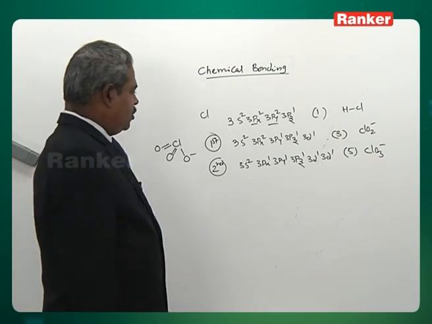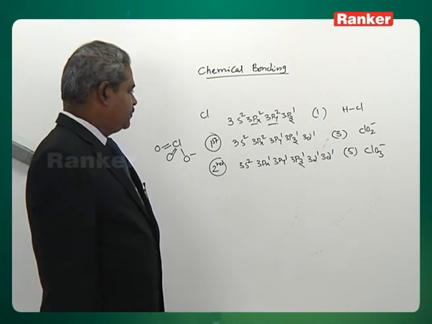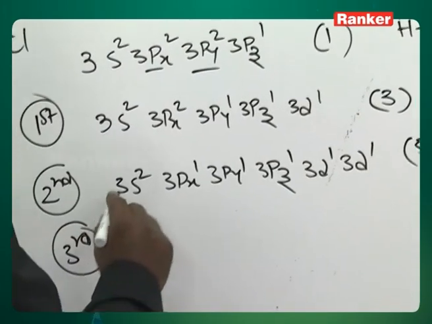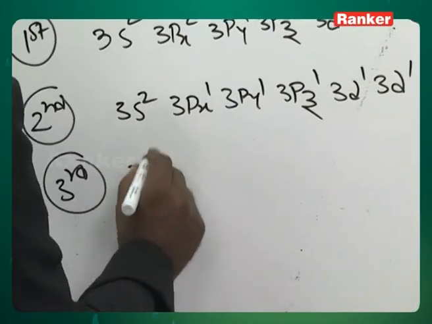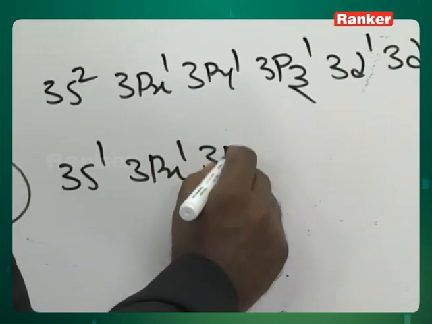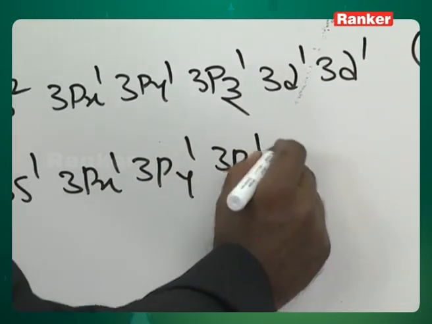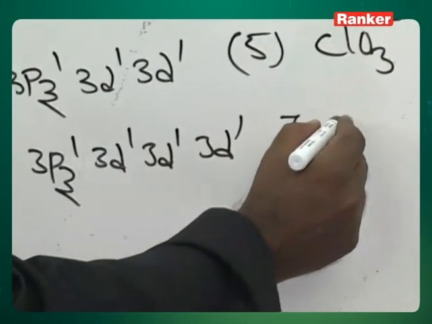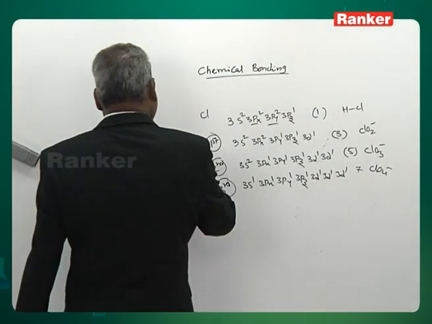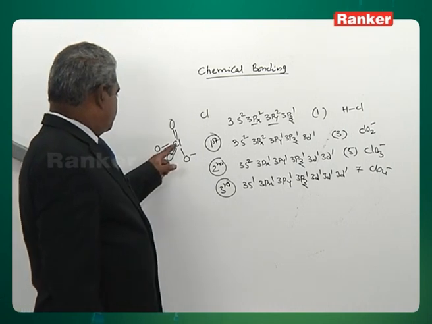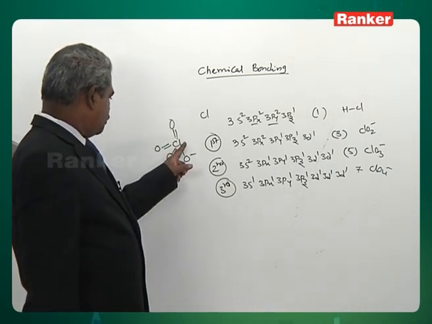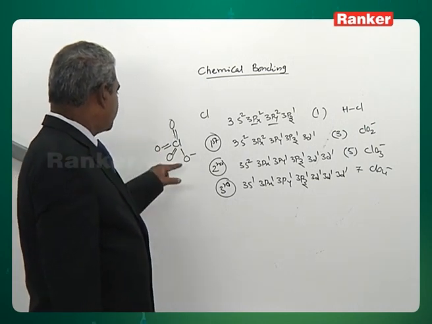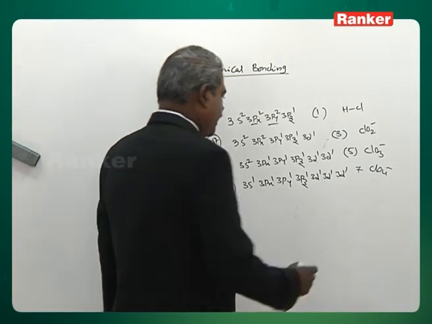ClO3 minus. So, as you go on forming bonds, now third excited state, 1 more excited state, 3s2 to 3s1, 3px1, 3py1, 3pz1, 3d1, 3d1, 3d1. So, 7 bonds also, ClO4 minus. ClO minus 1 bond, look at this, ClO minus, ClO2 minus, ClO3 minus, ClO4 minus. So, in ClO4 minus you indeed have 7.